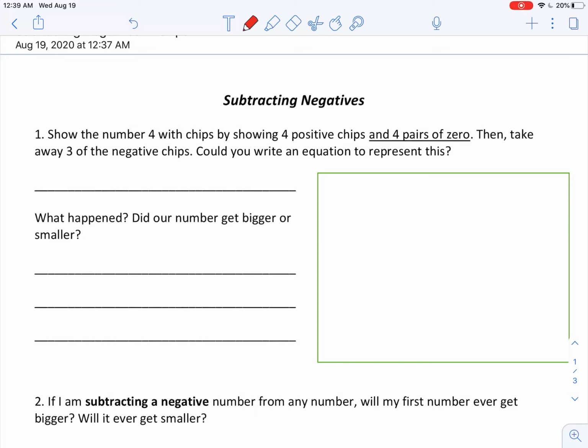Hey guys, good afternoon and welcome to our subtracting negatives video. So you guys should have finished up your homework from today, from Wednesday. You should have finished up the last few questions where you were subtracting positive numbers. And now we're going to subtract negatives.